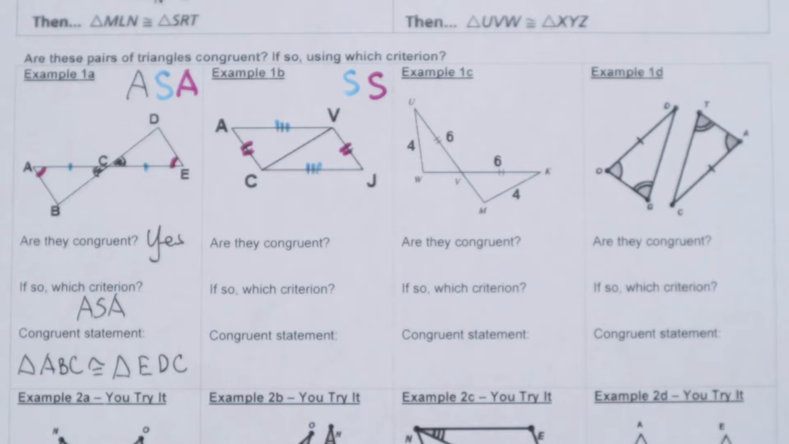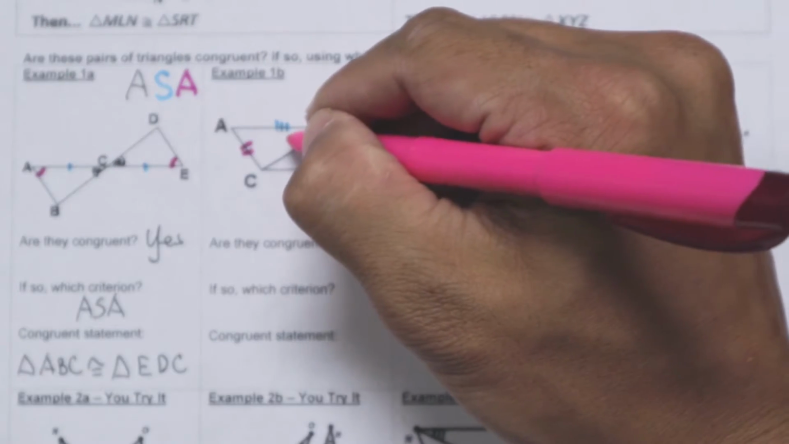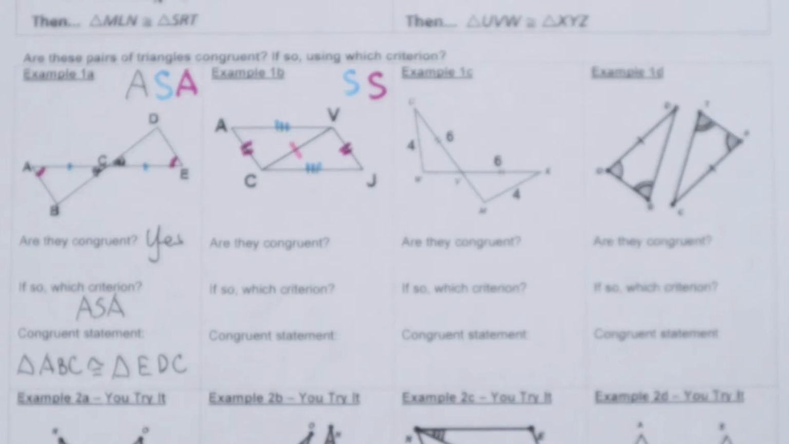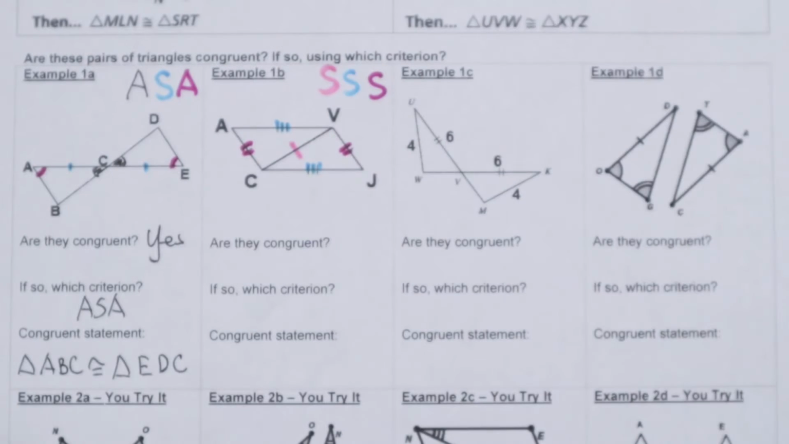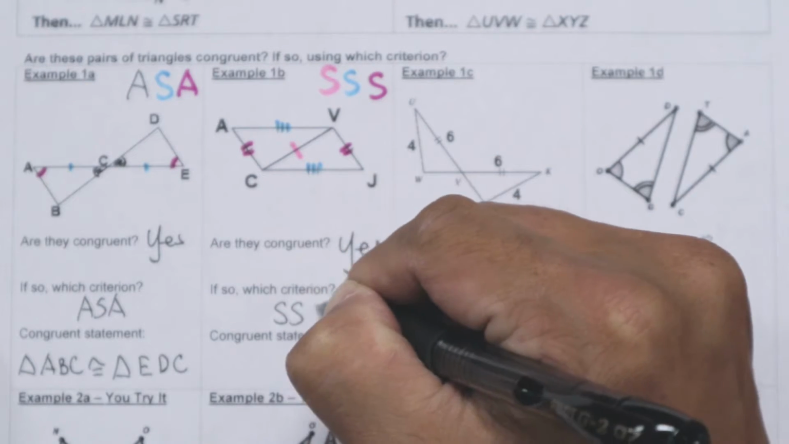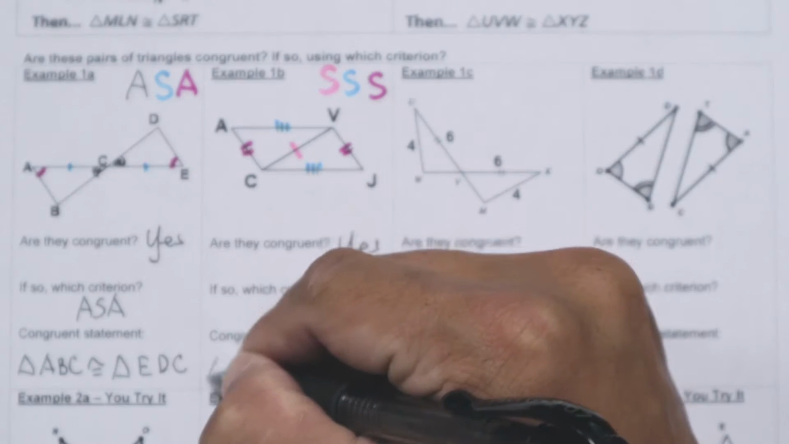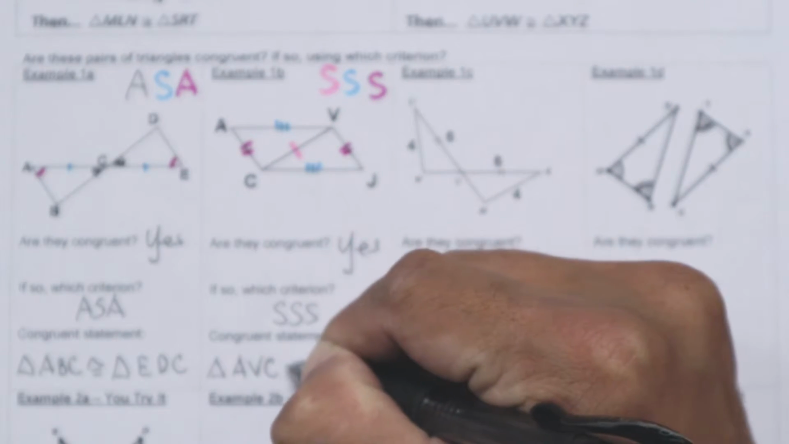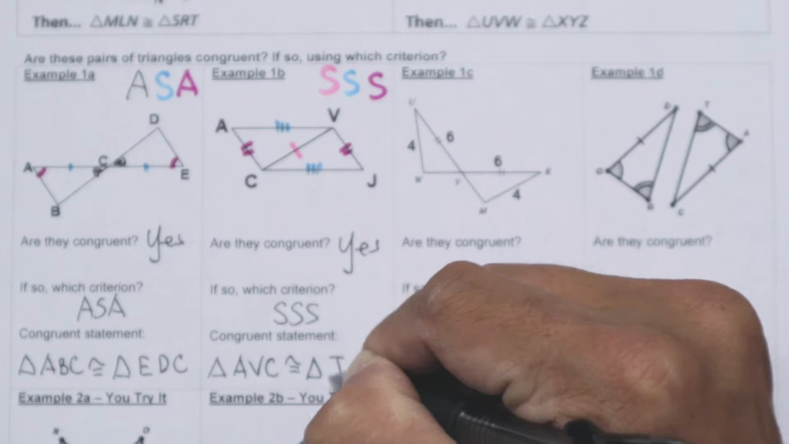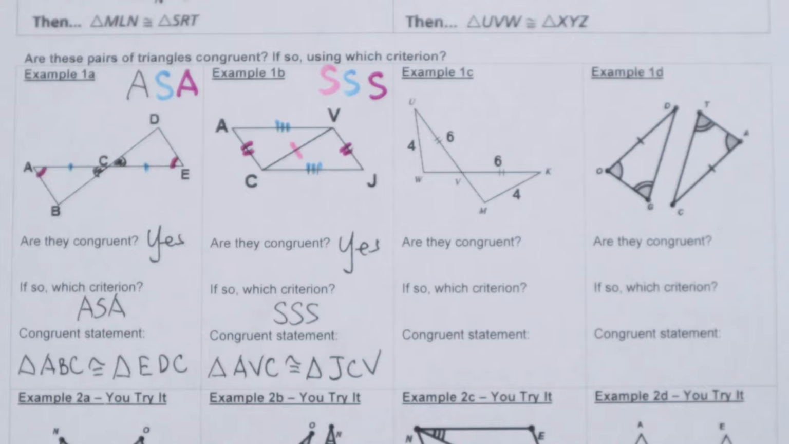But if you notice that these 2 triangles, they both share the side in the middle, CV. So technically, it is congruent to itself. CV is congruent to itself, so we have another pair of sides. So therefore, these 2 triangles are congruent by the criterion SSS from the previous lesson. And if that's the case, we could write the congruent statement. So triangle AVC is congruent to triangle JCV. A matches J, V matches C, and C matches V.